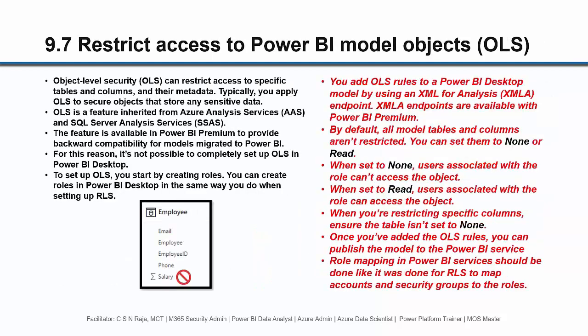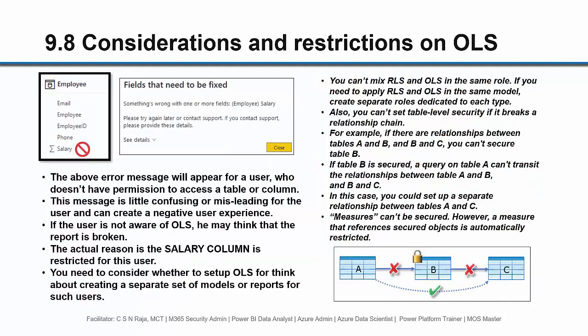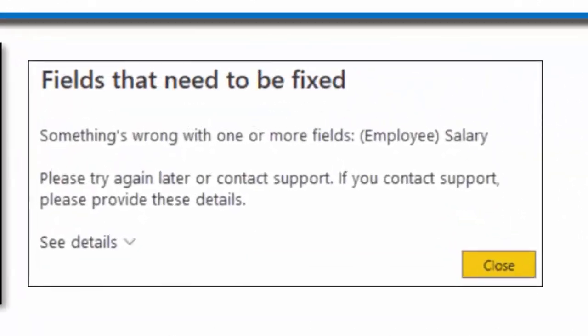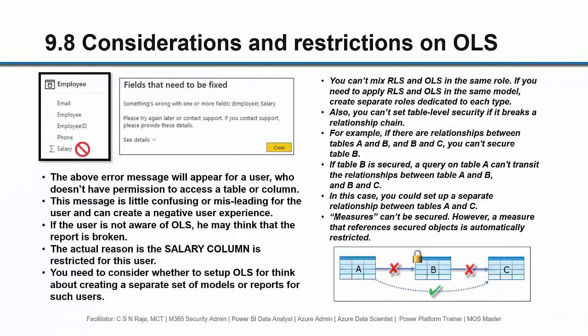As I informed already, object level security can completely stop a column from being viewed. There are a few considerations and restrictions on OLS. You can have a look into the error message. The above error message will appear for a user who doesn't have permission to access a table or column. This message is a little confusing or misleading for the user and can create a negative user experience. If the user is not aware of OLS, he may think that the report is broken. The actual reason is the salary column is restricted for this user.